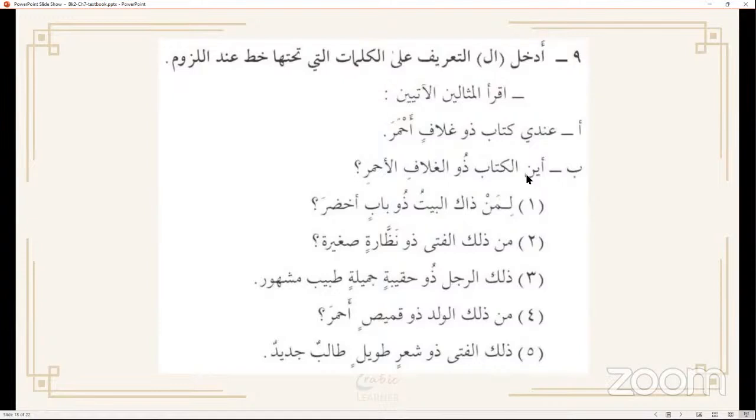Now here the question is related to a specific book. Aynal kitabu, al kitabu. So I cannot say ذو غلاف أحمر. I cannot say that ذو غلاف. I have to say ذو الغلاف الأحمري. Now here in the first sentence, I want to ask you, brothers and sisters, why is this أحمرة? What is the status of أحمرة?